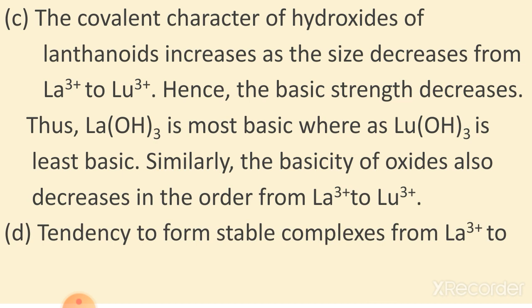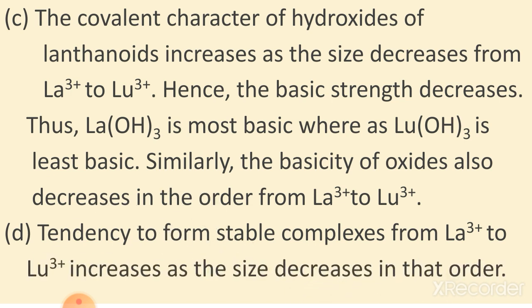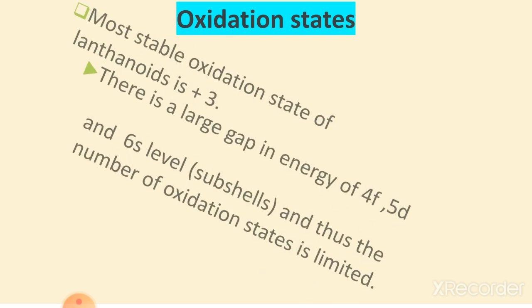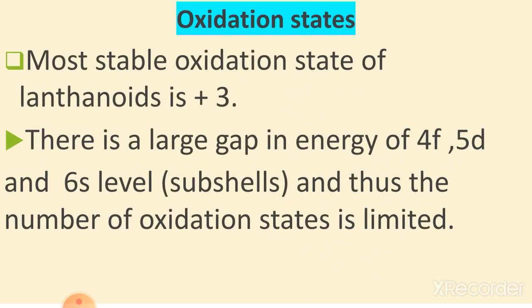Now the fourth point about the consequences of lanthanide contraction: the tendency to form stable complexes increases from La3+ to Lu3+ as the size decreases in that order. One more point to note down: the ionization enthalpy of the 5d series is more than the 3d and 4d series. This is also due to lanthanide contraction. So this is all about lanthanide contraction. This is very important from the examination point of view. Now dear students, let us focus on the oxidation state. This is also very important from the examination point of view.